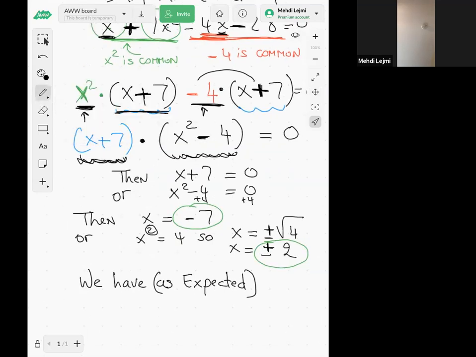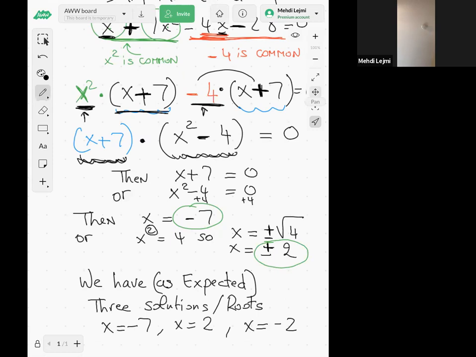So 3 solutions. So x equal to -7, x equal to +2, and x equal to -2. All right. Now, so that's the roots, right? 3 solutions or roots, if you prefer. Okay, so that answers the first part of the question, the roots of f of x equal to 0.